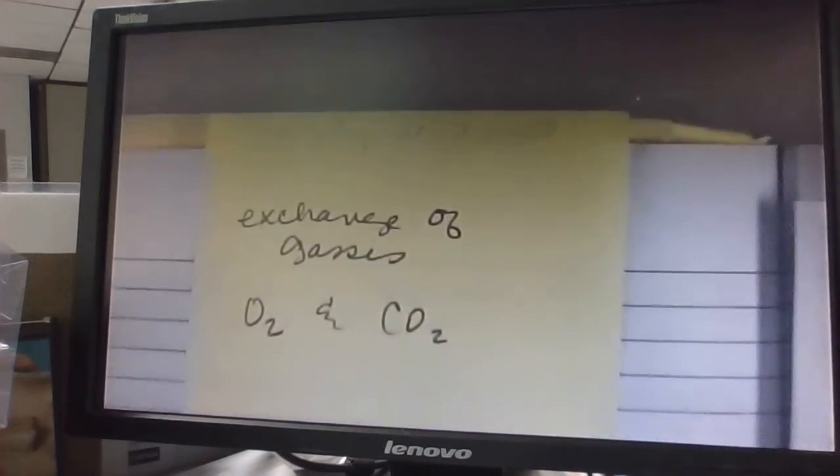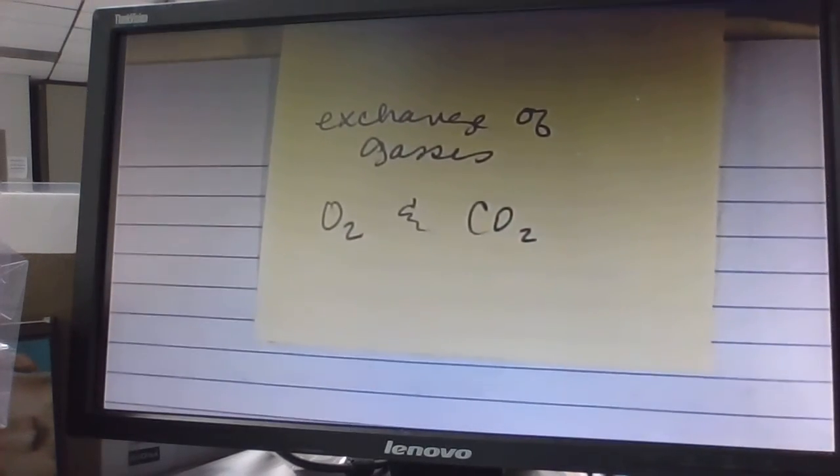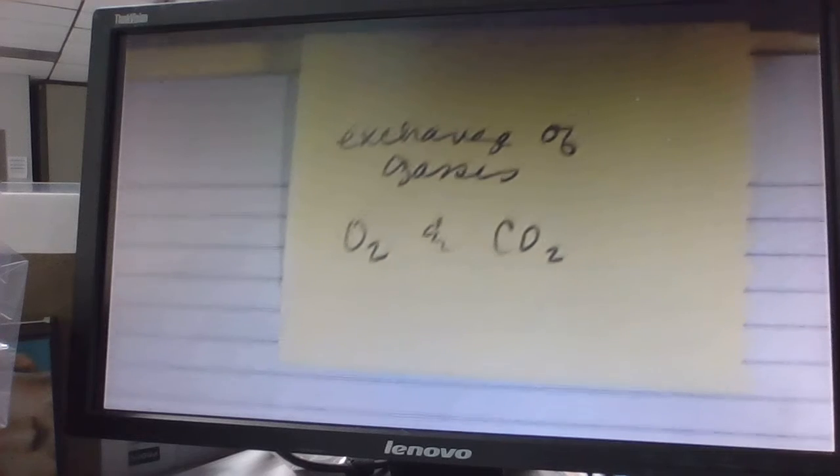What does the respiratory system give to cellular respiration in order to create ATP? What do we get from the respiratory system? We get oxygen from the respiratory system, and we get rid of carbon dioxide. So that is essentially the function of the respiratory system, the exchange of those gases so that we have the oxygen that we need and we can get rid of the carbon dioxide.